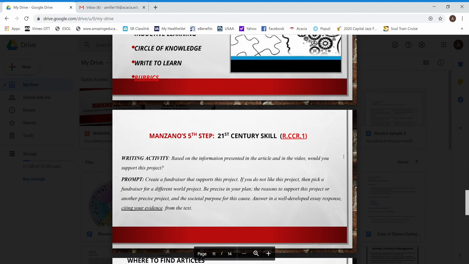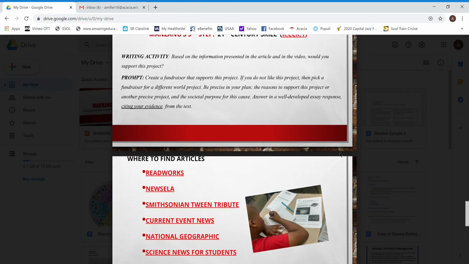Lastly, for the higher grades, I have created a prompt. And this is a timed writing activity. After Marzano's step 5, I'm assured that students should be able to respond to this prompt by creating a fundraiser that supports this project. If you do not like this project, then pick a fundraiser for a different world project. Be precise in your plan, the reasons to support this project or another precise project, and the societal purpose for this cause. Answer in well-developed essay responses, citing your evidence from the text.